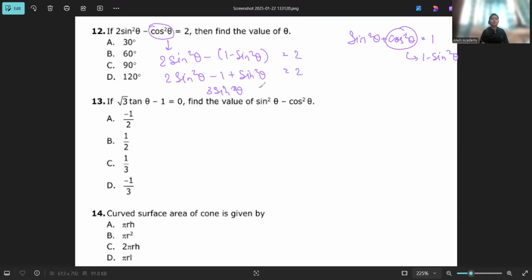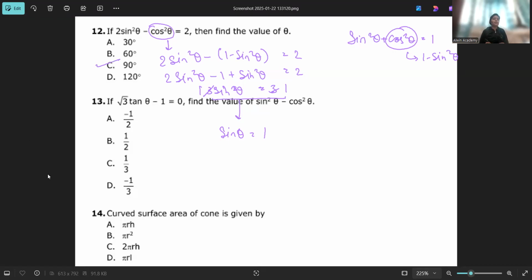So this 1 goes to the other side. This also becomes 3. So 3 ones are 3 and 3 ones are 3. Sine square theta is 1, which basically means sine theta would be 1 or minus 1. But since in 10th class syllabus, it is just acute angles value that we consider, so we take only 1. So sine theta is 1, and sine theta is 1 for which value of theta? It is 90 degree, option number C.